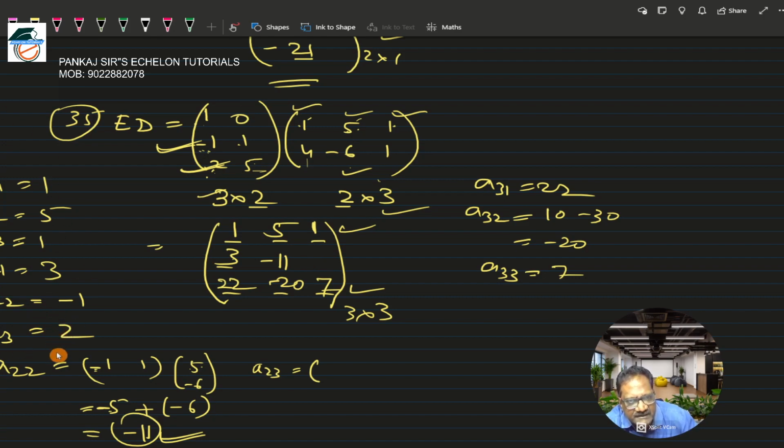A23, right? A23 is what, second row and the third column. So second row is minus 1, 1 and the third column is 1, 1, isn't it? So this will work out to minus 1 into 1 is minus 1 plus 1 into 1 is 1. Minus 1 plus 1 is 0. So you should get a 0 over here. Okay, now the answer behind is matching with our answer.